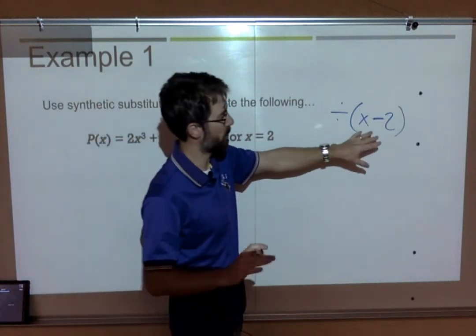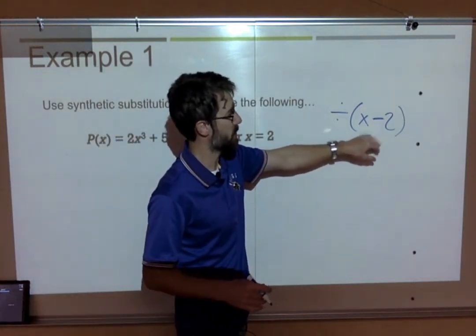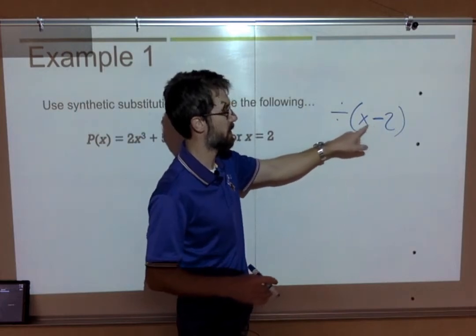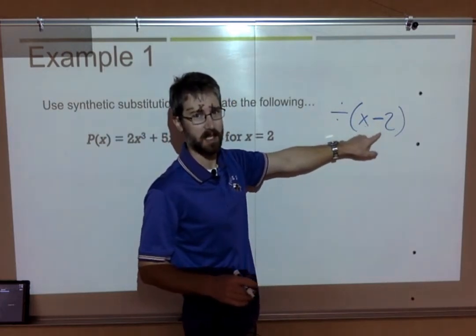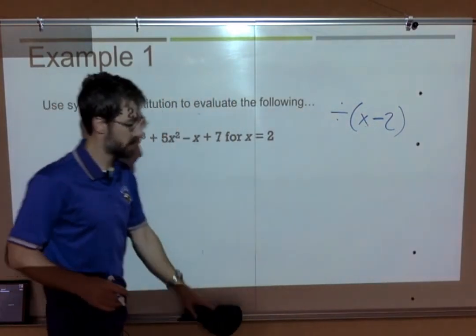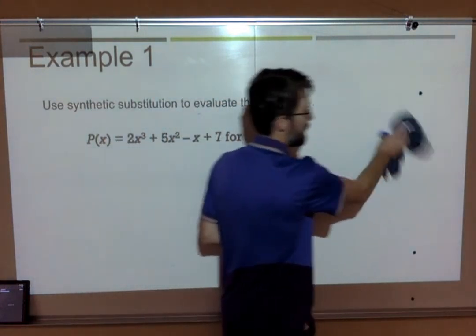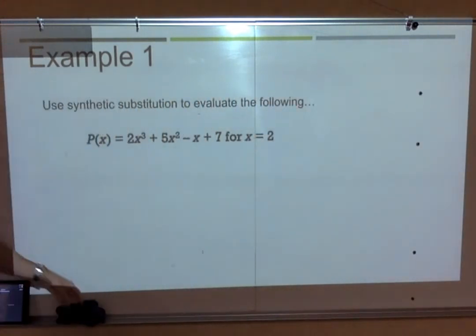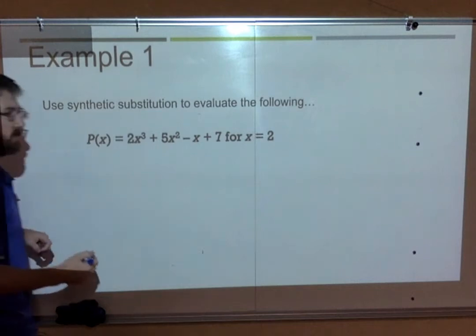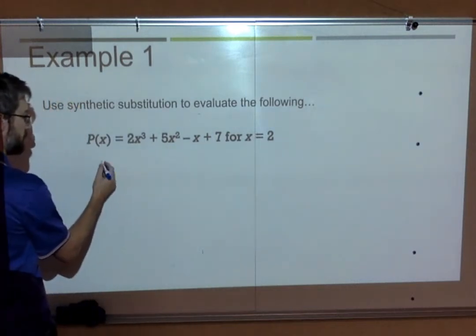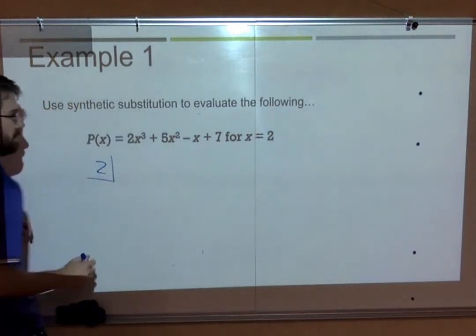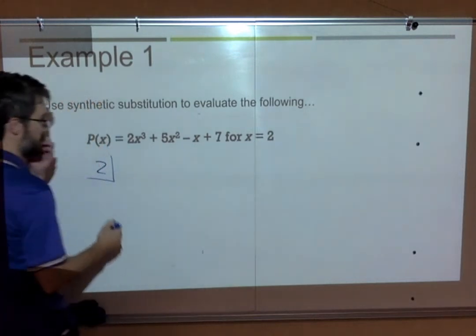So just to remind you, the reason that you would use positive 2 for this is because 2 is the x value that makes this equal to 0. In this case, you're given the x value, so you don't have to figure out the x value that would make the binomial equal to 0. Okay. So all we're going to do is synthetic division. We're not going to change the sign because it's x equals 2.